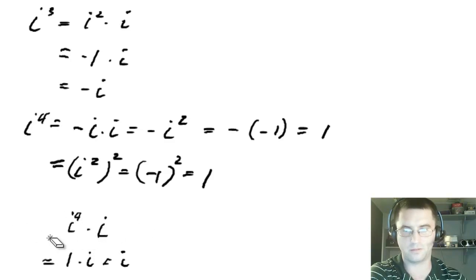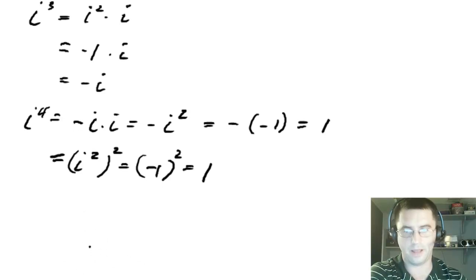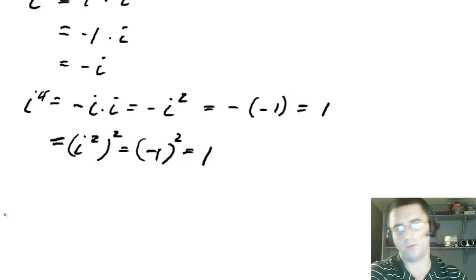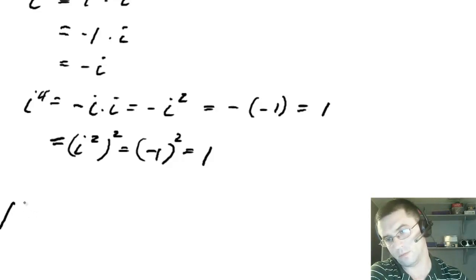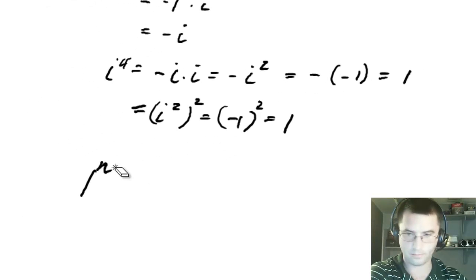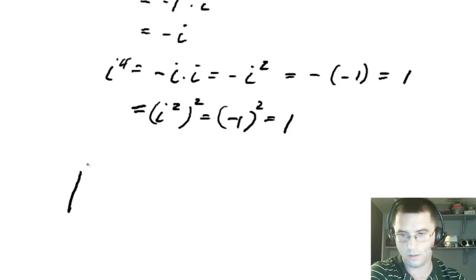Let me explain this. I to the fourth, I to the eighth, I to the 16th, I to the whatever, I to the negative 4, I to the 0 are all 1. How do I figure? Well, what's 1 to any power? 1 to the n is 1.